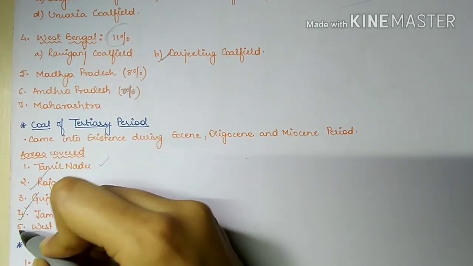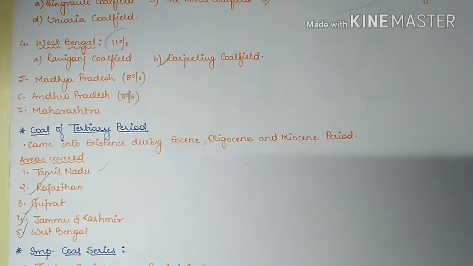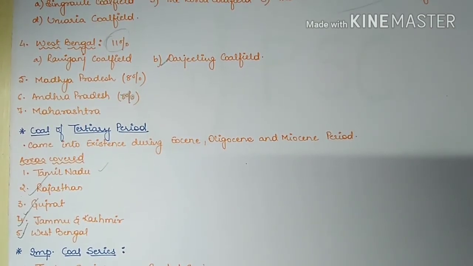Then lastly we have West Bengal. West Bengal has lignite deposits of the tertiary era, found in Burzua hills of Jalpaiguri and Darjeeling district. Okay, so they are of low quality.